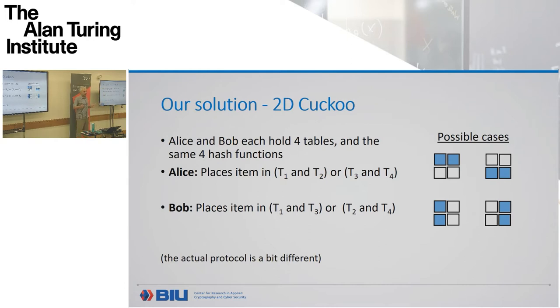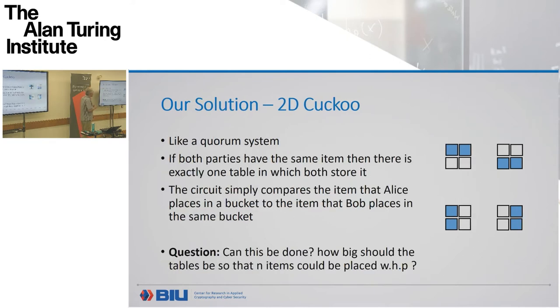It wasn't clear before we started if it works or not. Okay, the actual protocol is a bit different, but we'll talk about this one. So it's like a Chrome system, and if they manage to do it, then if Alice owns X, she either puts X in both these tables or in both these tables, and Bob will put X either here or here. So there's exactly one table in which both of them intersect.